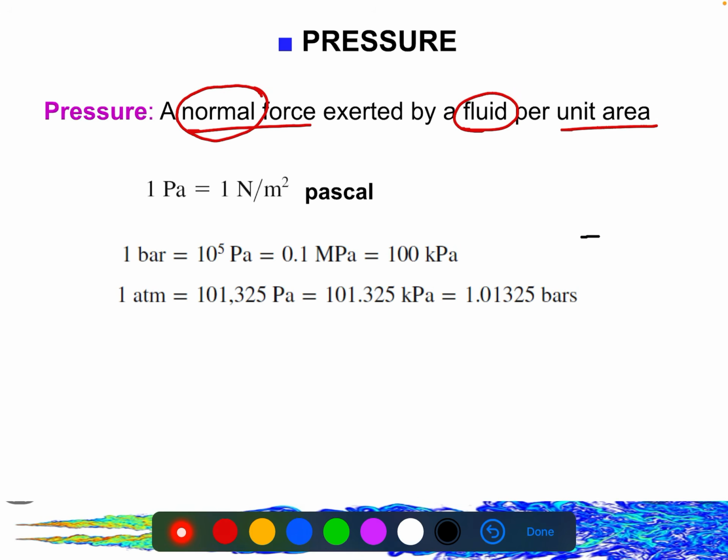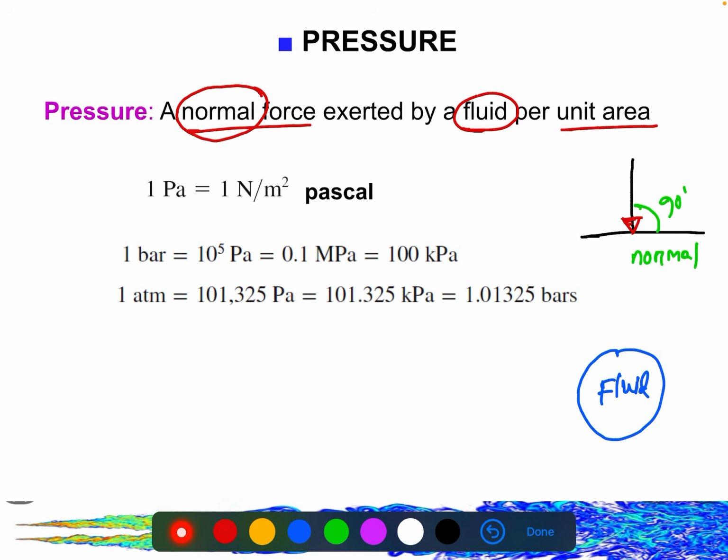Let's say you have a surface, and the force is acting this way. So this is the force direction. You can see it makes a 90-degree angle, so we can say this is a normal force. Now, let's say this is a fluid particle. The pressure could apply from different directions. It could be like this, or like this, or this. You just need to make sure that it is making a 90-degree angle.